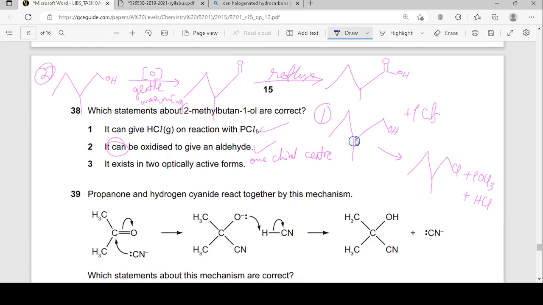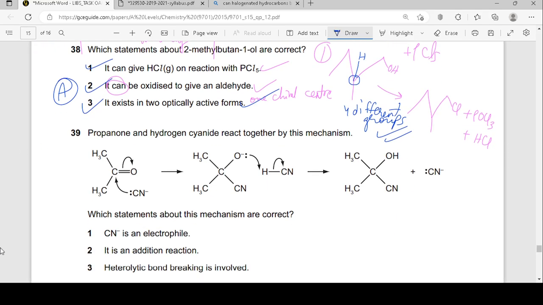This seems like a chiral one, because it has one H there, then one methyl group here, I guess an ethyl group, and then I have this CH2OH. So it has 4 different groups, which implies that it is a chiral center. So then this is right as well. If I have all 3 of them as right, then my answer is A. Okay, so yeah, the organic part of this paper is quite fun, actually.